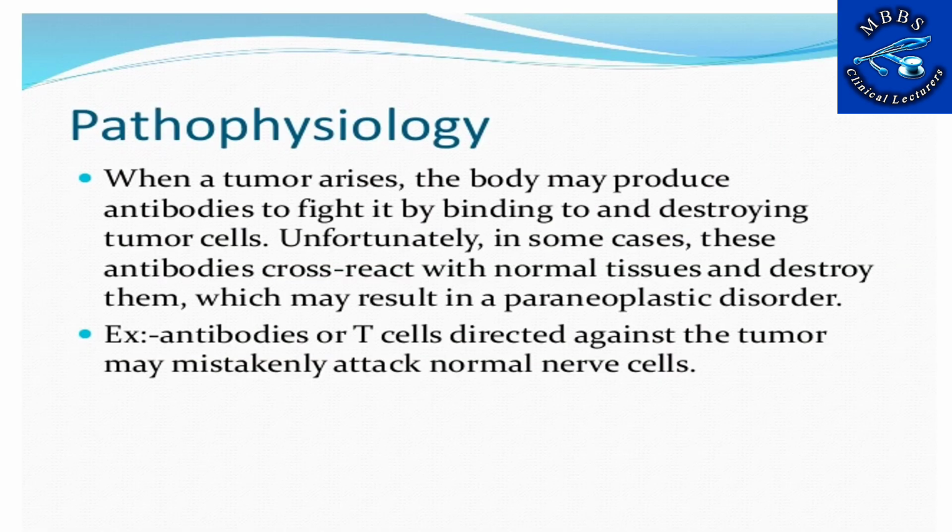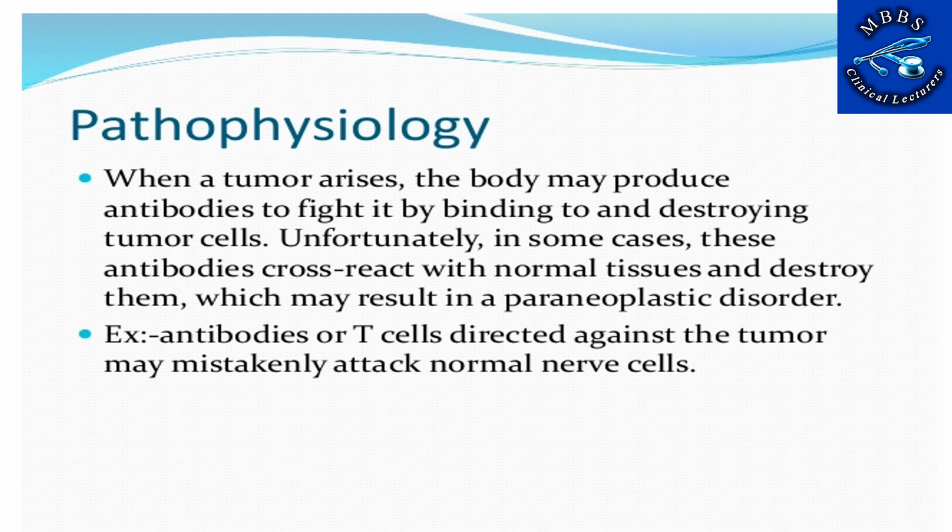It's also very important to understand the pathophysiology of the paraneoplastic syndrome. When a tumor arises, the body may produce antibodies to fight it by binding to and destroying the tumor cells. But unfortunately, in some cases, these antibodies cross-react with normal tissue. This is a very important point. These antibodies, which are going to destroy the tumor cell, are also going to cross-react with the normal tissue and destroy it, which may result in a paraneoplastic disorder.